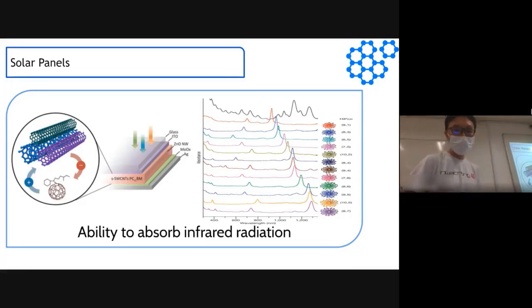So essentially what this means is that traditional solar panels only absorb near the infrared spectrum of our light. Whereas when you use polychiral carbon nanotubes to make your solar panels, you can absorb a broader range of the radiation, which means, of course, more efficiency.